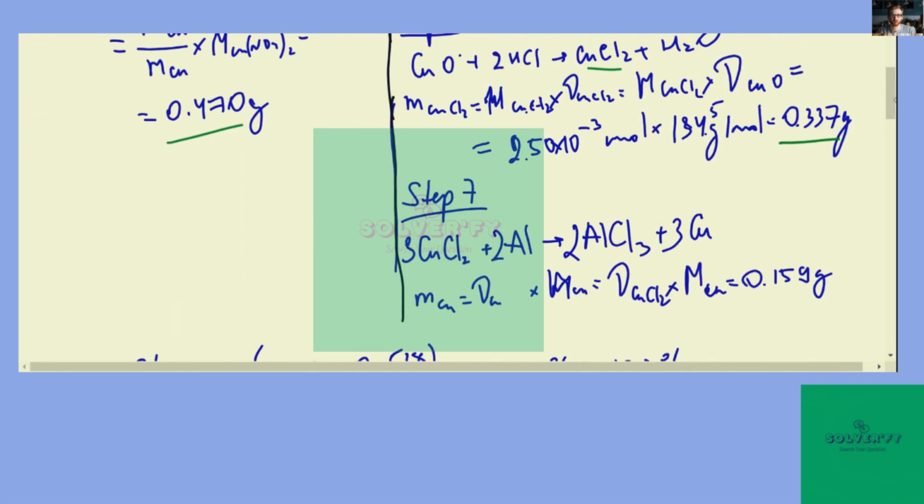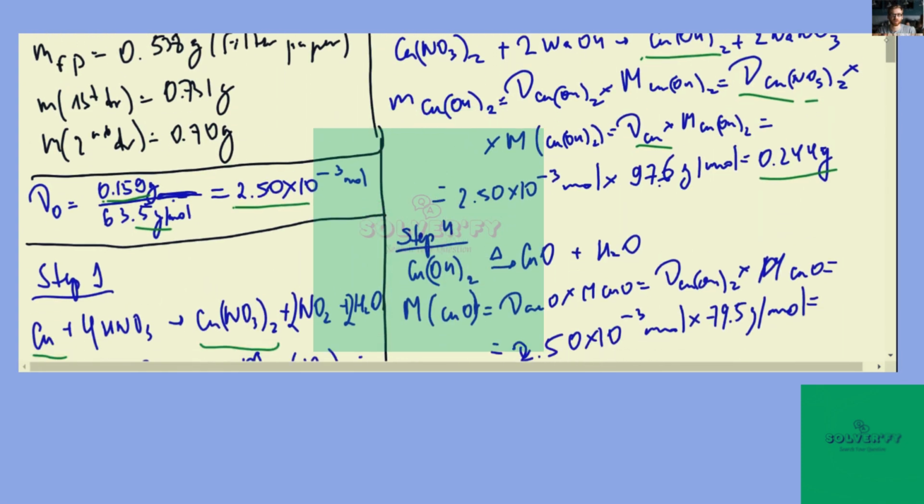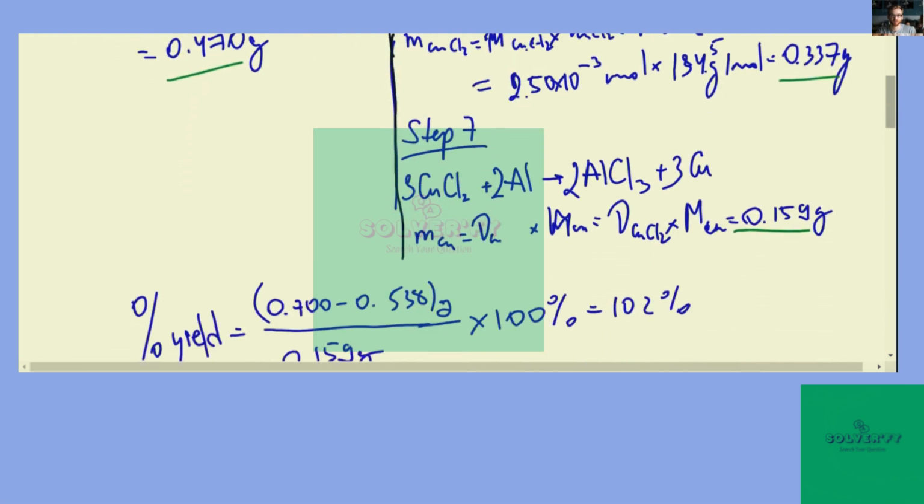And lastly, 3 moles of copper chloride react with 2 moles of aluminum, forming 2 moles of aluminum chloride and 3 moles of copper. And the yield of this reaction again is 0.159 as expected. So now we have to calculate the yield.